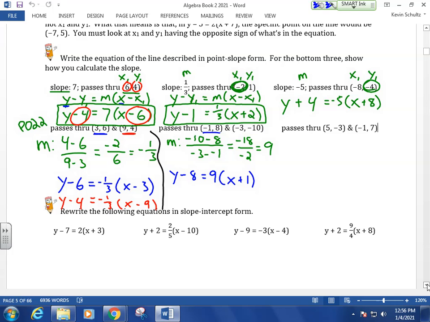If we use the second ordered pair, (-3, -10), this time it would be y plus 10 equals our slope of 9 times x plus 3. Right? And the last one's here. Slope.